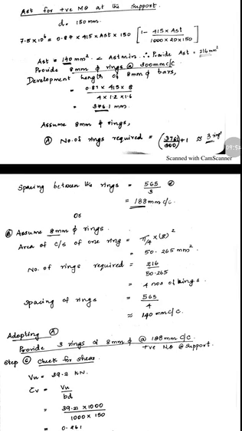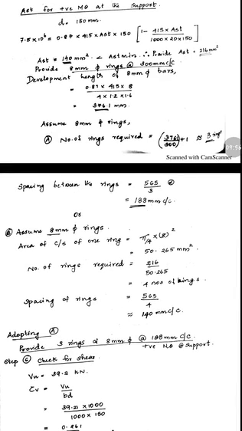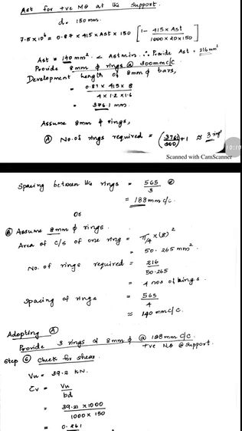And now we have to provide these rings for a distance of 565 mm from the support. That is, up to the point of contraflexure, we have to provide these rings. Therefore, we take the spacing required for these rings as 565 divided by the number of rings, that is equal to 188 mm center to center.